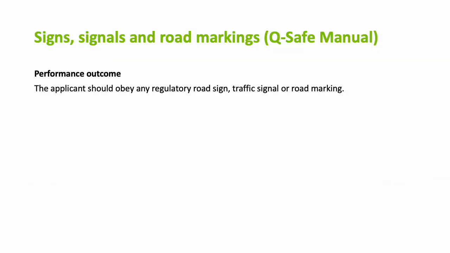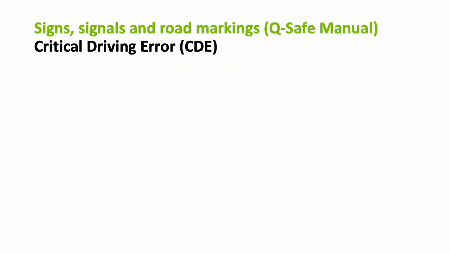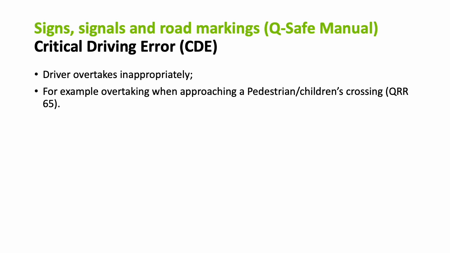Okay, so we're taking a look at signs, signals and road markings. In the QSafe manual, the performance outcome is that the applicant should obey any regulatory road sign, traffic signal or road marking. So this is where pedestrian crossings would come in as well. In terms of a critical driving error for this particular performance outcome, a driver overtakes inappropriately, for example, overtaking when approaching a pedestrian/children's crossing, Queensland Road Rule 65.